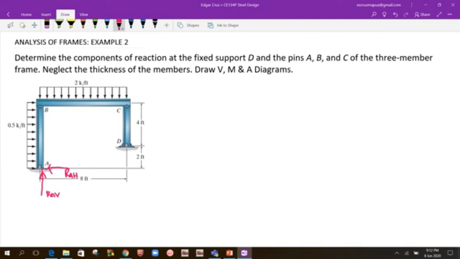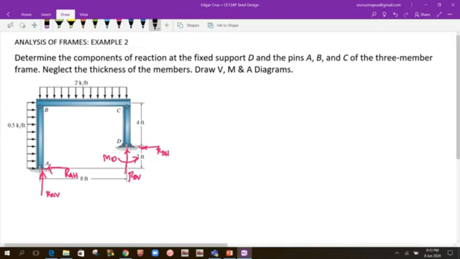While at joint D, this is a fixed support, so we'll have a vertical reaction, so let me call it RD vertical, and there will be a horizontal reaction here, so let me call it RD horizontal, and there is a moment. Since this is a fixed support, we expect to have a moment, so let us call it moment at D. For the direction of the moment, we could assume either clockwise or counterclockwise. So let me assume that the moment here is counterclockwise.